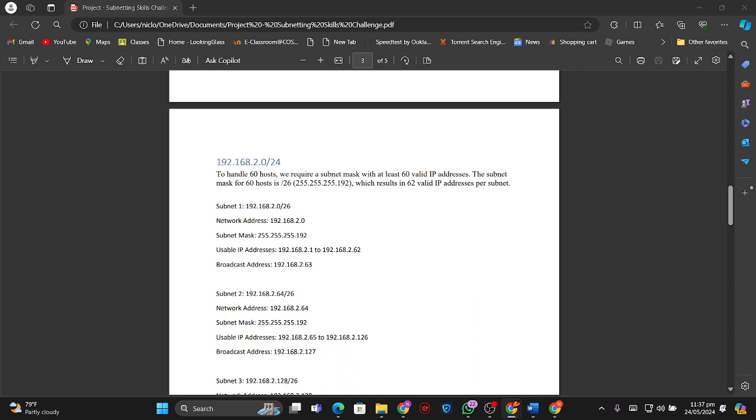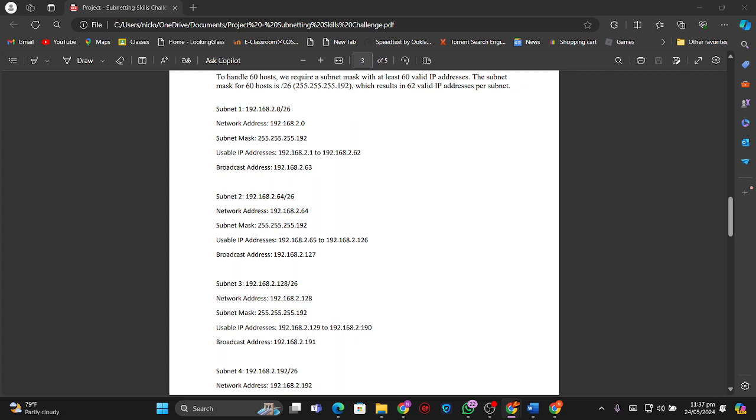So for the first subnet, we have the network address at 192.168.2.0 and the subnet mask of 255.255.255.192, and usable IP addresses ranging from 192.168.2.1 to 192.168.2.62. And lastly, the broadcast address, which is 192.168.2.63.